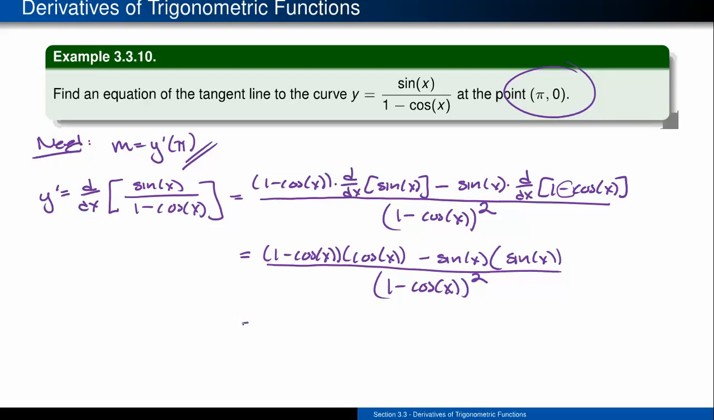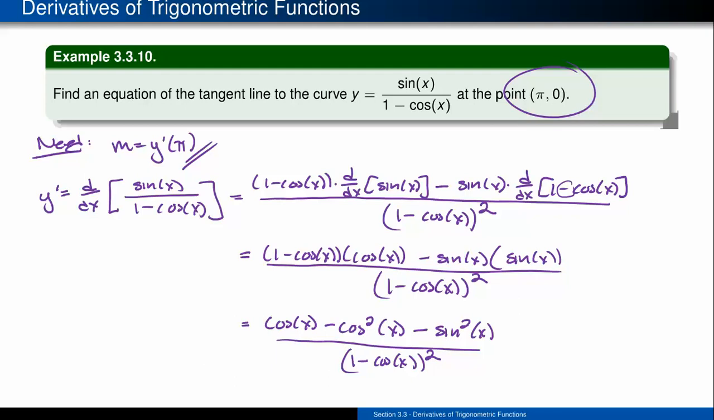Okay, what you can see here is I should distribute my cosine of x, giving me a cosine of x, a negative cosine squared of x, and a negative sine squared of x. All of that is divided by 1 minus cosine of x quantity squared.